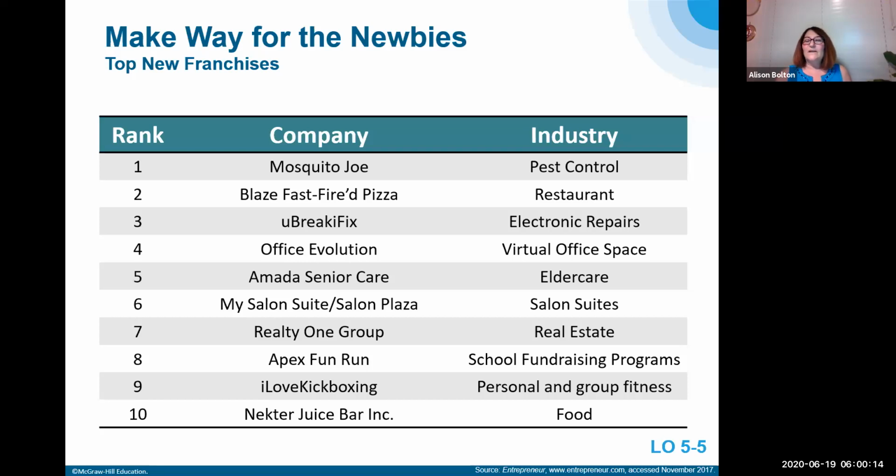Apex Fun Run. Have to have these fundraisers for schools, and this is a wonderful one, Apex. And schools need money for music and sports, arts programs. Those are the first to go when there's cutbacks. I love kickboxing, and I have friends that are involved in this one. Personal and group fitness, really good to have activities. And Nectar Juice Bar Inc. That's a brand new one to me. I don't know if any of you have heard of it. I'd love to hear from you and your writings, if you know anything about that one.